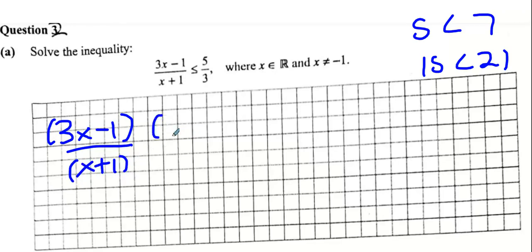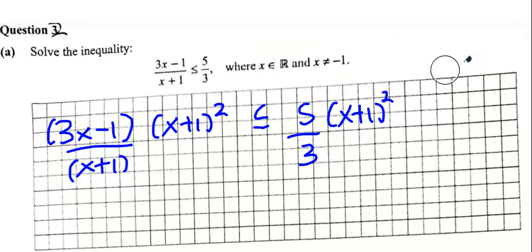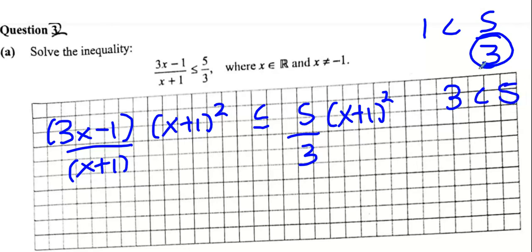So what happens up here? x plus 1. And what happens on the other side? 5 over 3. And what else? Plus 1. Now, just while we're here, if I had something like 1 is smaller than 5 over 3, see the way that 3 is a guaranteed positive number? What happens if I multiply both sides by 3? 3 is less than 5. So you're allowed to bring that 3 up and multiply it if you want.